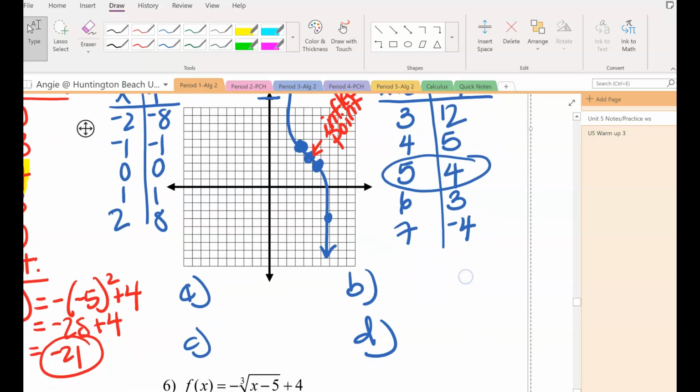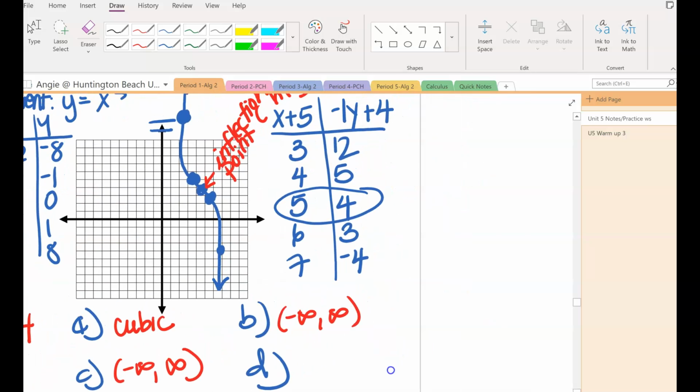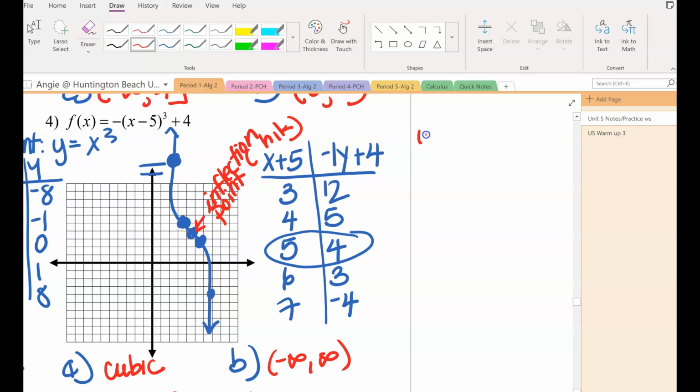Well, for your cubic function, domain and range are both all real numbers, so negative infinity to infinity. The y-intercept, we're going to have to work that out manually. And we talked about this being a cubic function. So let's go and work out the y-intercept manually. Ready? The y-intercept is when we plug 0 in for x.